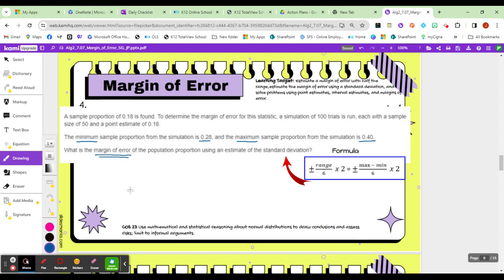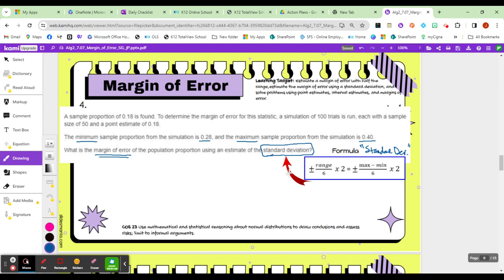So that's what they're asking me to find, of the population using the estimate of the, and this is really important, I've got this red arrow pointing to standard deviation. When the problem says standard deviation, you're not going to subtract and divide by 2. You're going to use a different formula. This formula is specifically when the problem says standard deviation. So you'll have to read real carefully here.